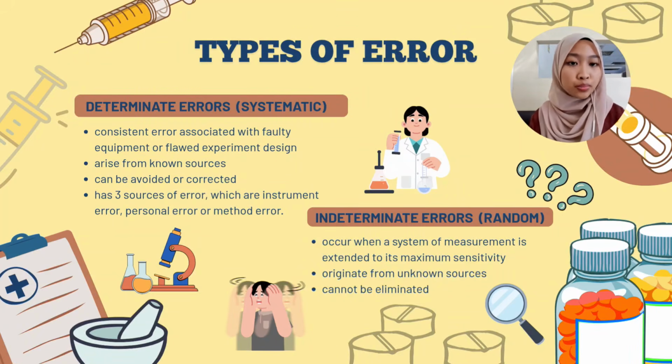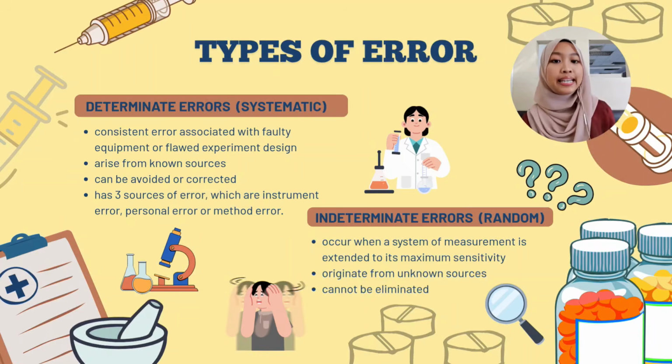So an example of instrument error is uncalibrated glassware. How do we fix that? Maintain the equipment. Next is personnel error. The example of that is incorrect reading of meniscus. We can fix that by training or a little discipline. And last but not least is method error, something like impurities in reagent. How do we fix that? Proper method selection.